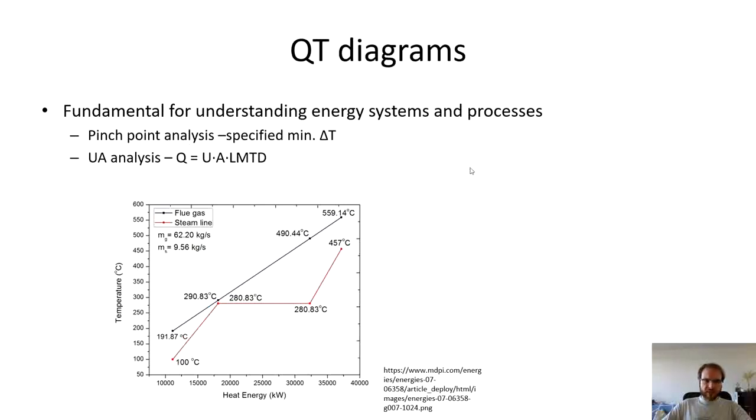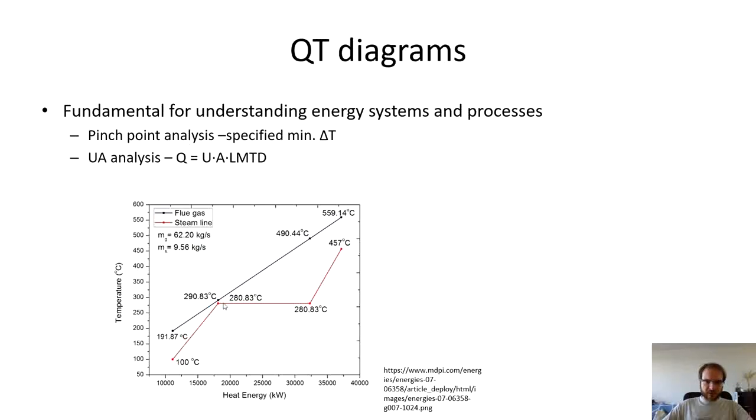You can see an illustrative Qt diagram of a heat exchanger here on the figure, where you can see the flue gas being cooled down, while for the same amount of transferred heat, different mass flow rates of the steam or water, the water gets heated up, then evaporated, and once all water is evaporated, it gets superheated. One of the main things of the Qt diagrams is that you always need to have a positive temperature difference between the hot fluid and the cold fluid. Otherwise, the heat transfer would not be attainable.